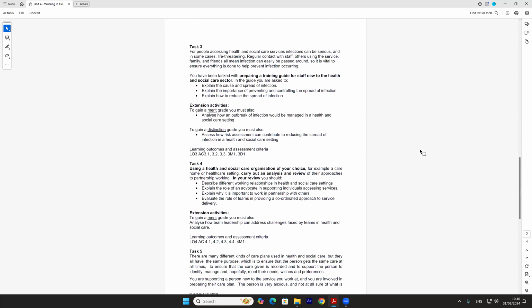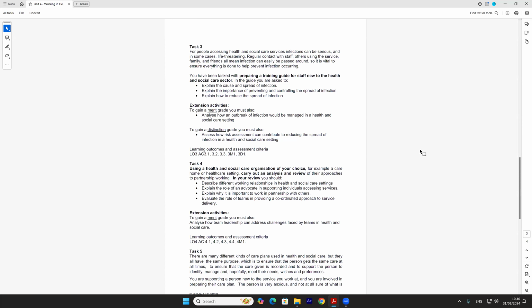Then we have use of personal protective equipment, PPE. So wearing gloves, masks, gowns, and other protective gear helps prevent the spread of pathogens, especially in high-risk situations. Then we have cleaning and disinfection as well. So regular cleaning and disinfection of surfaces, equipment, and areas that are frequently touched helps reduce the spread of pathogens.